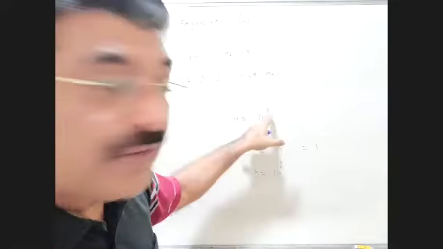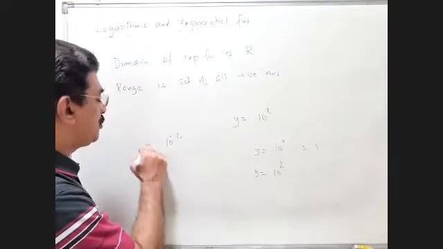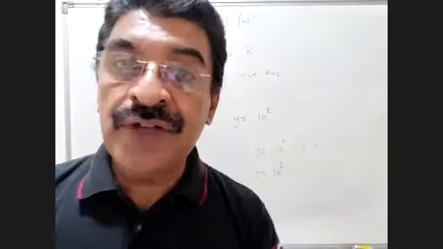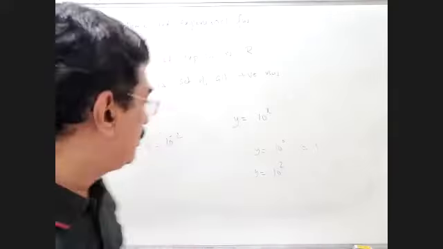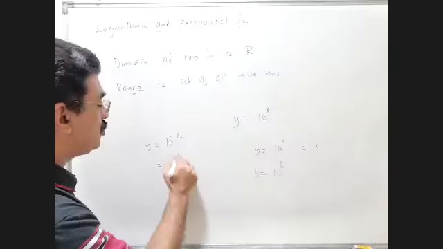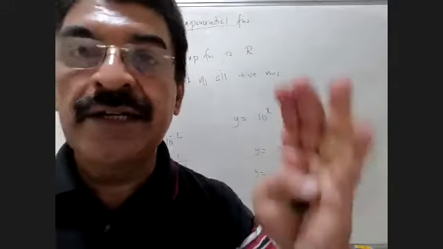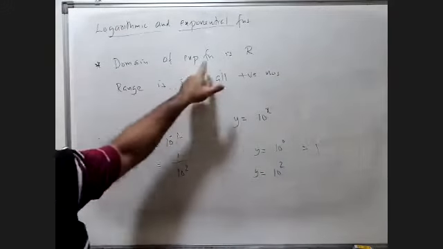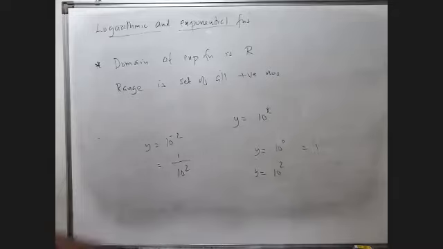Now, if the exponent is negative, for example, y is equal to 10 raised to minus 2, will the value be negative? No, it cannot be negative. Why? Because 10 raised to minus 2 means 1 by 10 squared, which is 1 by 100, still positive. That is why the domain of exponential function is always R, whereas the range is the set of all positive numbers.